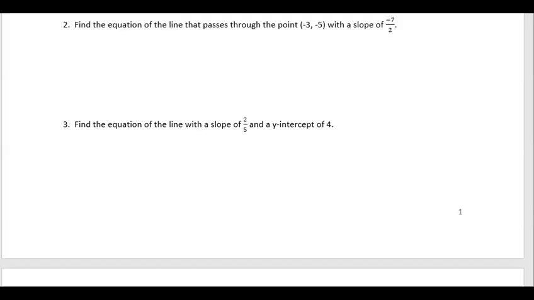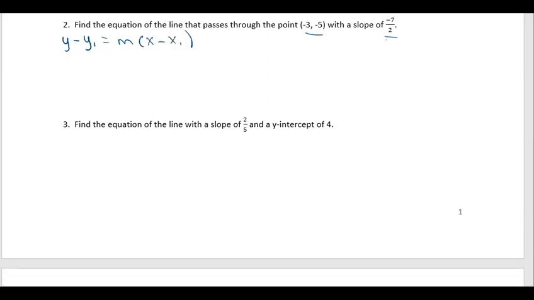Find the equation of the line that passes through the point -3, 5 with the slope of -7/2. So we have a point, -3, 5, and we have a slope. If we have a point and a slope, we want to use the point slope form of the equation. The point slope form says y minus y1 equals m times x minus x1.